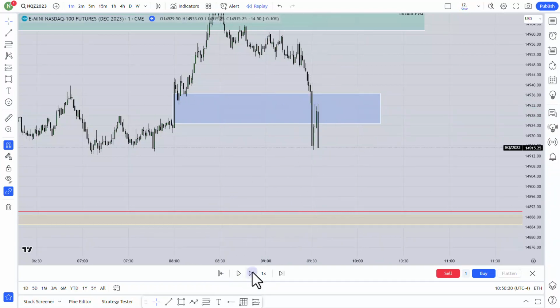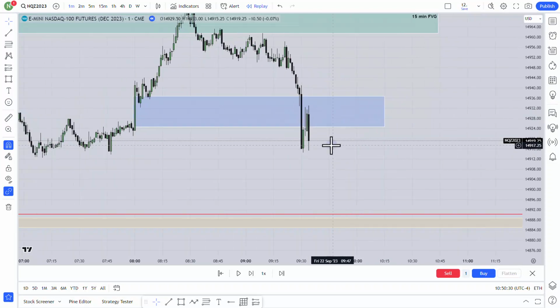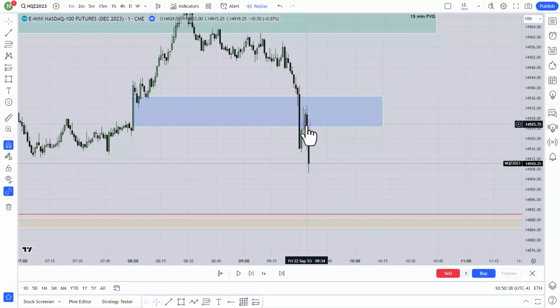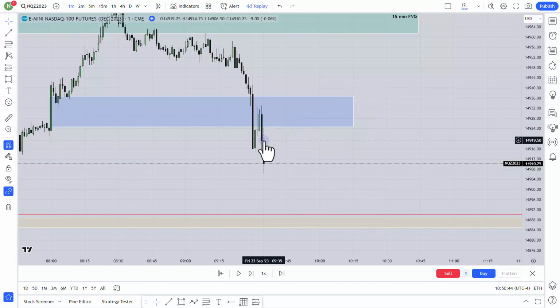You see, it actually failed to break the consequent encroachment. It took 3 attempts to break it, but it failed. Guys, I'm talking about the bodies, not the wick. The bodies failed to go above the consequent encroachment. When I saw this and it broke lower again below this fair value gap, on the very next candle I was expecting it to touch the fair value gap low for this sell side liquidity.